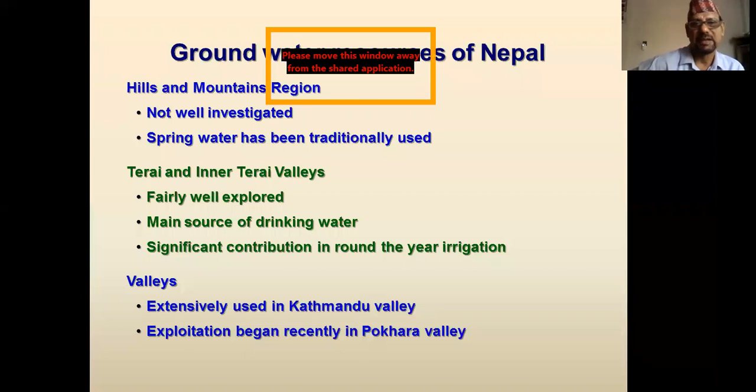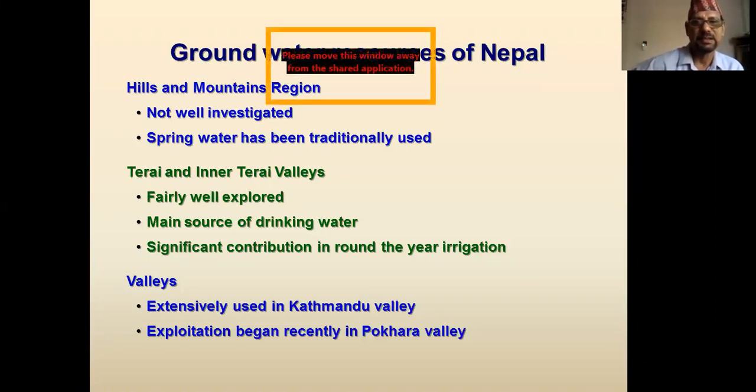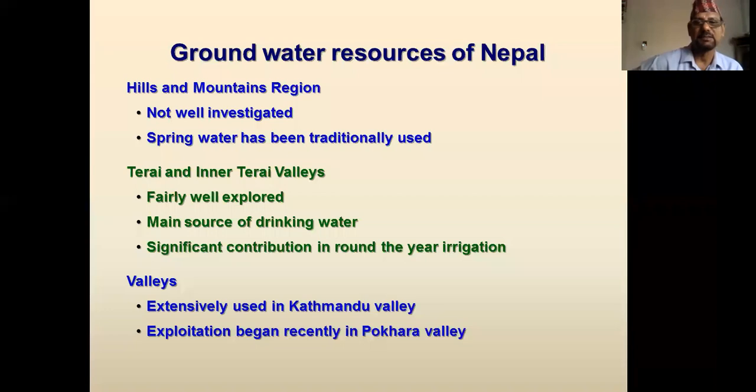The Tarai and inner valleys are fairly well explored. There are so many tube wells, and many investigations have been done, and these are the main source of drinking water as well as irrigation, to meet round-the-year irrigation needs. In the valleys of the midland, the Kathmandu Valley, groundwater has been extensively used. Also, we have overexploited the groundwater resources in the valley. And exploitation began recently in Pokhara Valley and in other valleys also. So this is the general scenario of utilization.